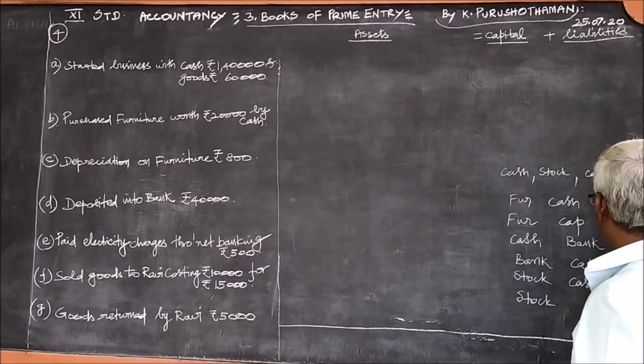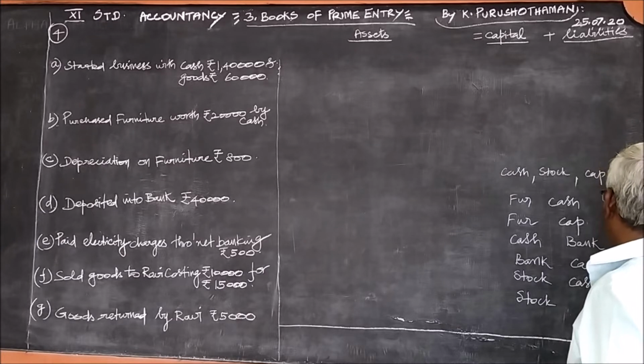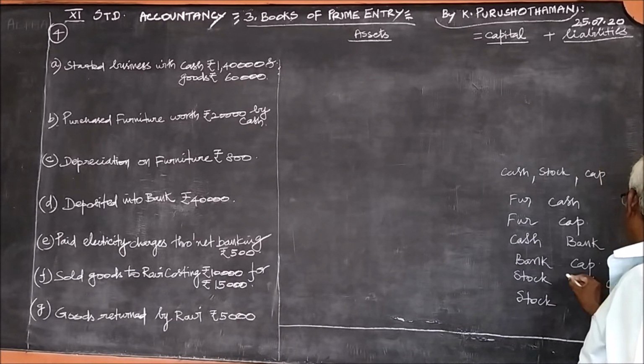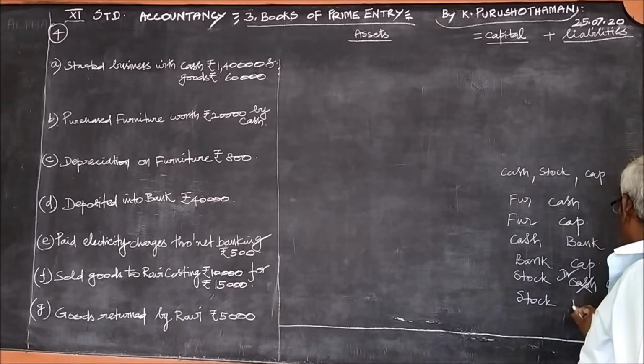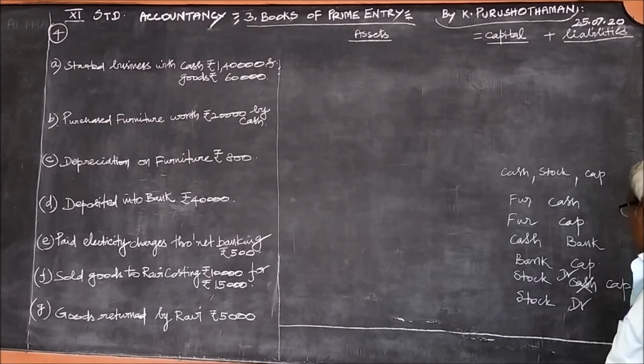Here stock, and instead of this cash we can write debtor, and here also it is debtor. Once again I repeat it.